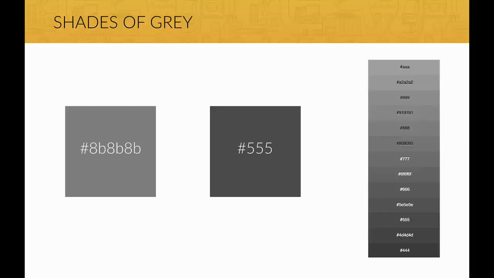And for gray colors, just make red, green and blue take the same value. For instance, 8B, 8B, 8B gives us that first shade of gray we see here. If all 6 values in a hex code are the same, like 555, 555, we simply write 555.